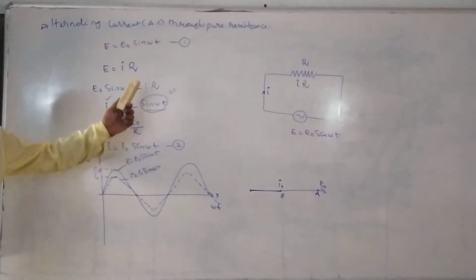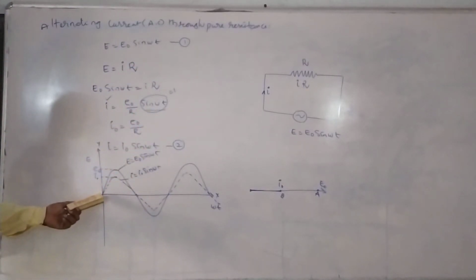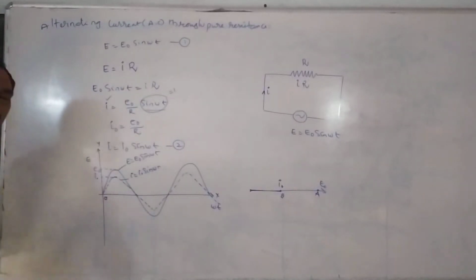Simple analysis: this is also a sine curve, and this is also a sine curve. So both the two curves start from the origin of the system.